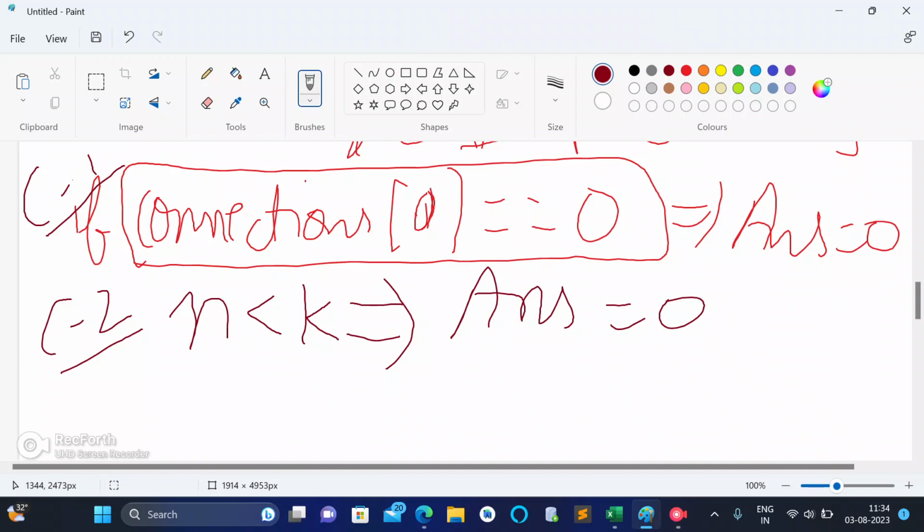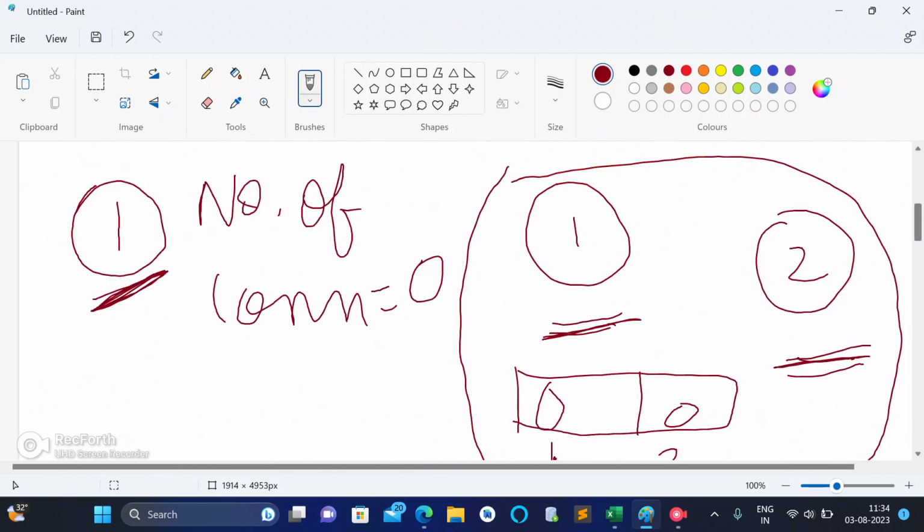So we have come up with two things. If connections of 0 is 0, then the answer is 0. And if n is less than or equal to k, then the answer is 0.